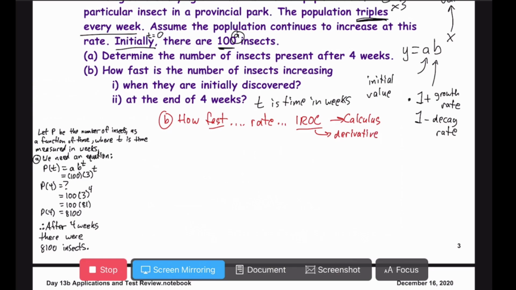So I want to find the derivative of my exponential function in order to find the instantaneous rate of change at a given point. So my original function that I just found, P of t is equal to 100 times 3 to the power of t. What did we just learn about finding the derivative of exponential functions? Well, if we're multiplied by some constant k, that's still going to be there hanging out. My base and my exponential variable are going to be there. And I just need to multiply by the ln of my base. My base is 3, so we're just going to multiply by ln 3. And this function represents how fast they're increasing.